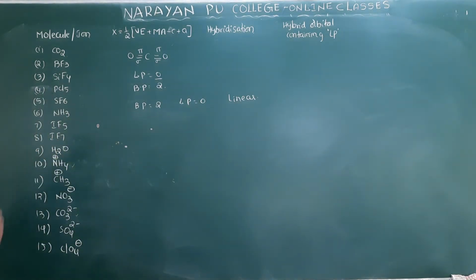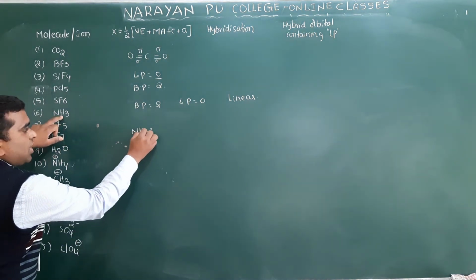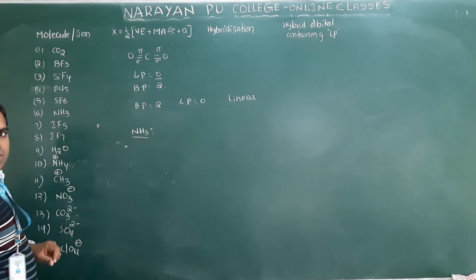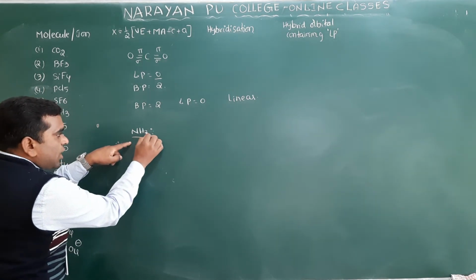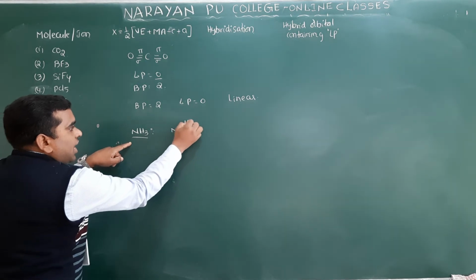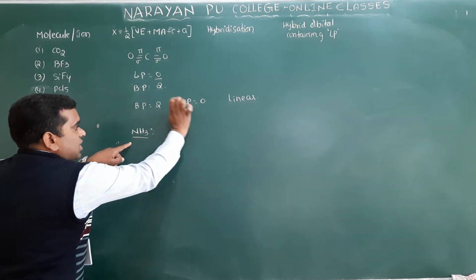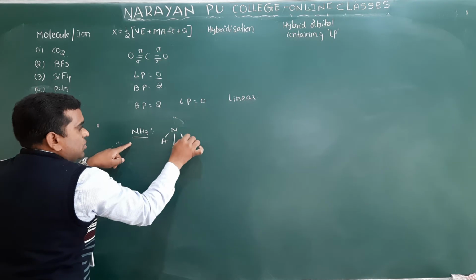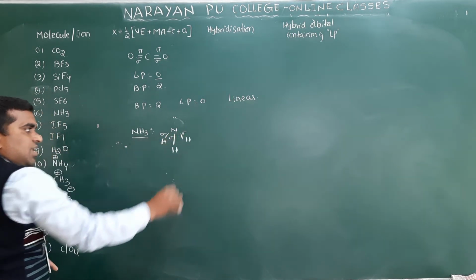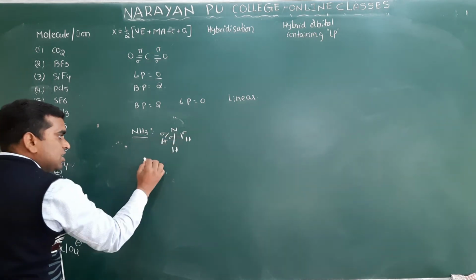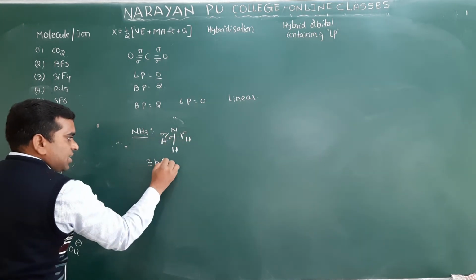Clear? If I take any example here, suppose NH3. NH3, you already know, I have already calculated. Clear? So how many bond pairs are there? How many sigma bonds are there? I will write hydrogen, and hydrogen. Those are bond pairs. So there are 3 sigma bonds, 3 bond pairs.